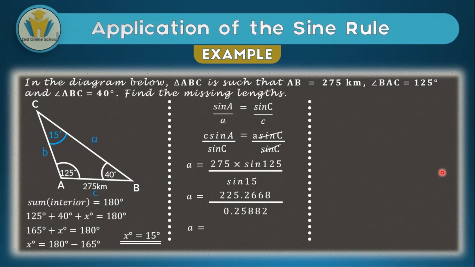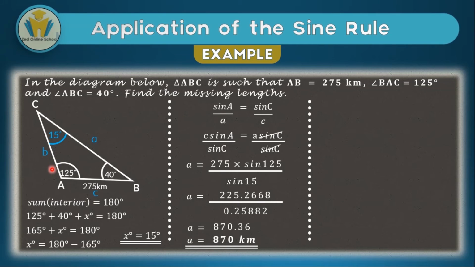As you saw, A was 870.36. We just take 3 digits from this number, we round off these 3 here, and A will be equal to 870 kilometers. Now, your job is to try to work out the value of B.